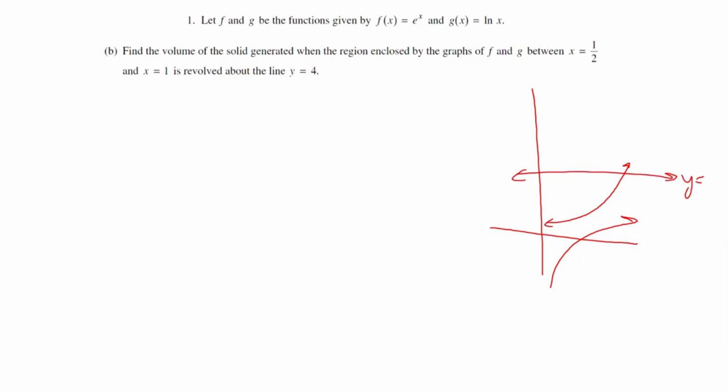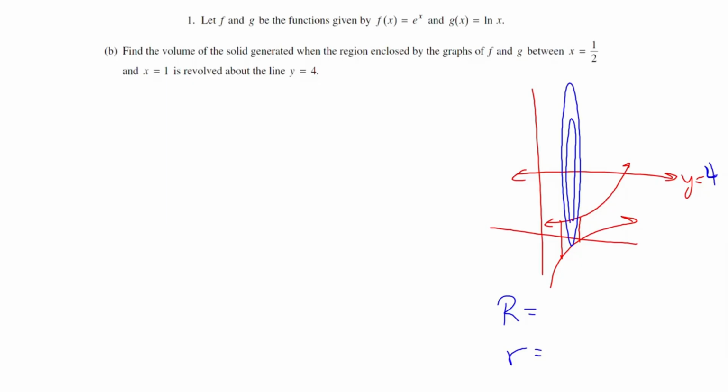So if we're going to do that, we're taking this region, let's say right here. Well, that's not great. Let's say it's this region, because the ln of 1 is 0, so I should probably make it look a little more accurate. When we revolve around, we're going to get these washer cross sections, where our outer radius is going to extend from the line y equals 4 down to that bottom function.